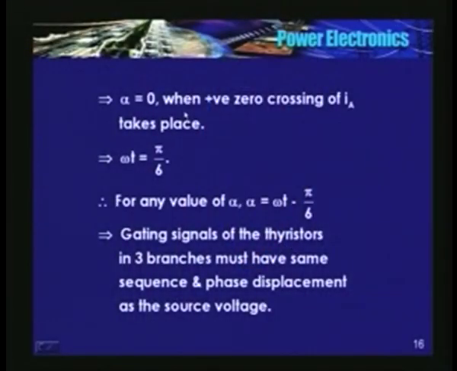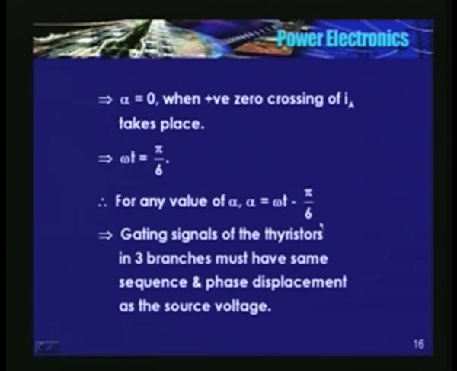Now I'll show you. See here, alpha is 0 when the positive zero crossing of IA takes place. That is omega t equal to pi by 6. Therefore, for any value of alpha, it is omega t minus pi by 6.